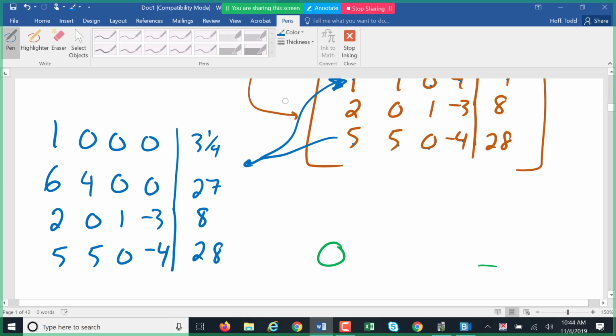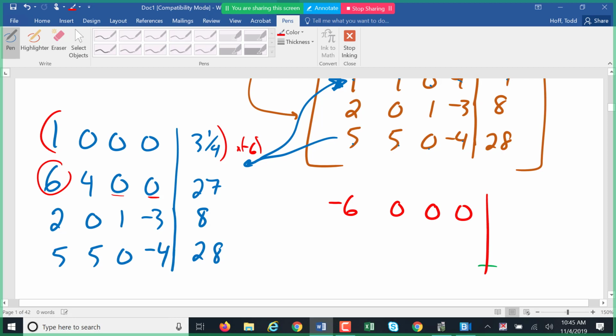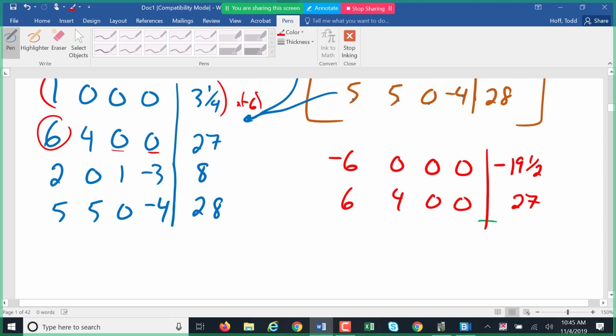Notice I now have all zeros here. I just need a 0 there. So I'm going to take my top row times negative 6. So I get negative 6, 0, 0, 0. So 3 1/4 times negative 6 is negative 19 1/2, I believe. Second row, we're not going to change right now. Third and fourth rows, we're going to leave alone at this moment.